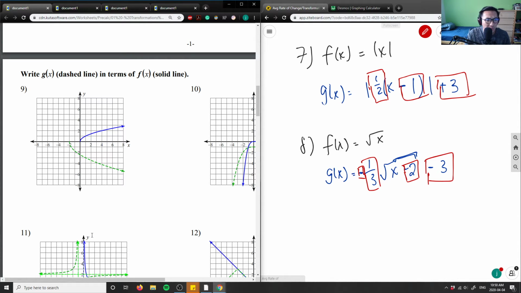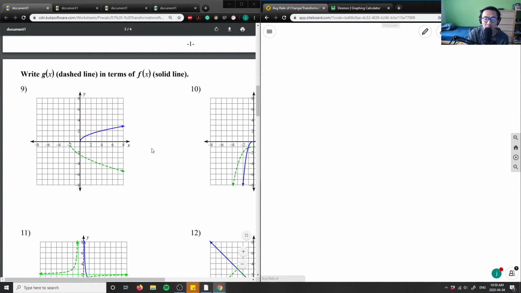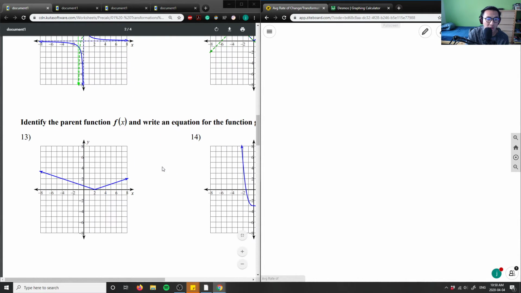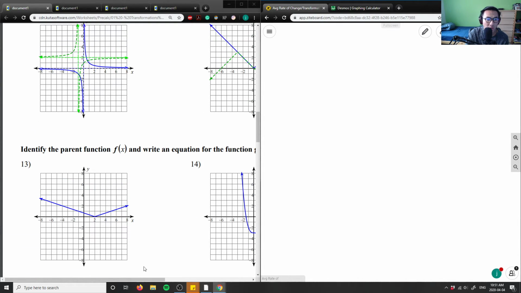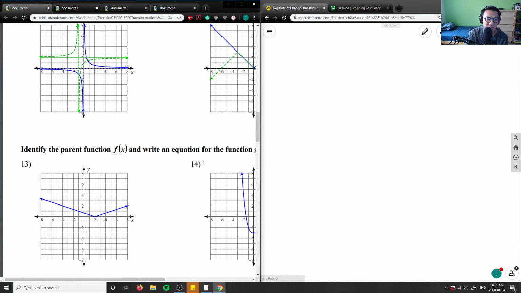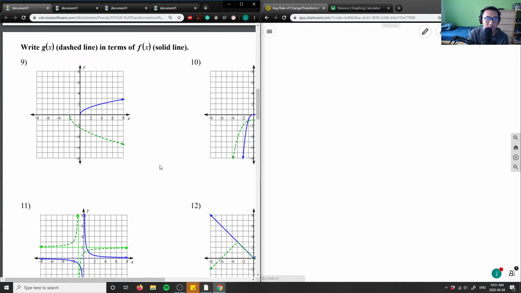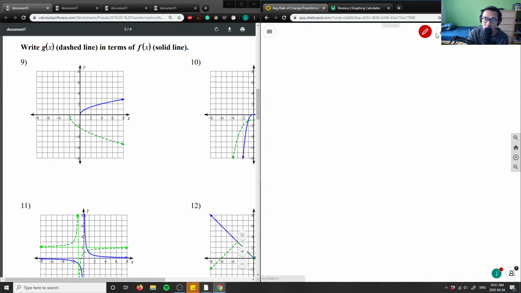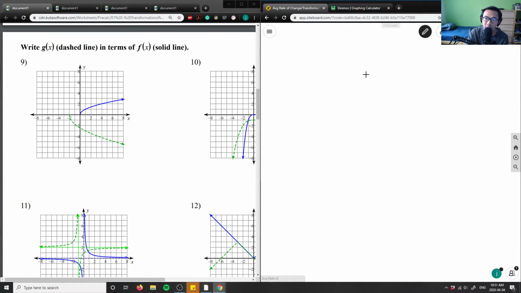And now what am I doing here? Write g of x, dashed line, in terms of f of x, which is a solid line. So what I'm doing is I'm taking this function and I'm rewriting it as an f of x, right? How I usually do this problem, for the sake of time, I'm only gonna do maybe 1 in this case, because I kind of want to get into this one here. So maybe I'll just do 1, and then I'll do a little review of what we did today, and then we'll move on to the next topic.